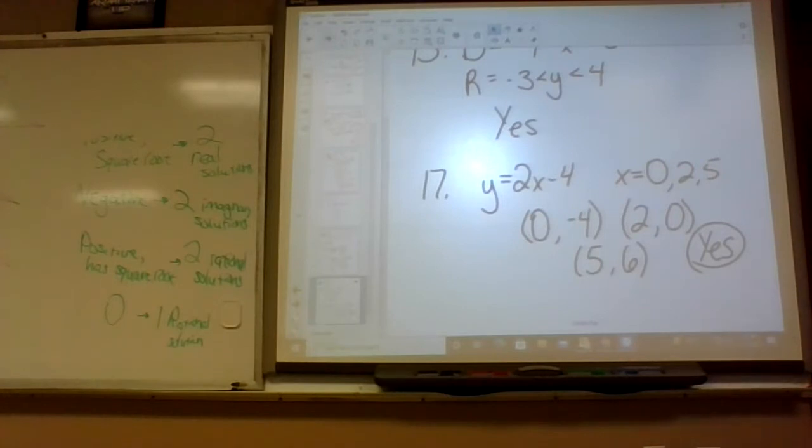Should we draw a line? No. Because I don't think we're making up our own domain. The domain is limited to those 3 points.